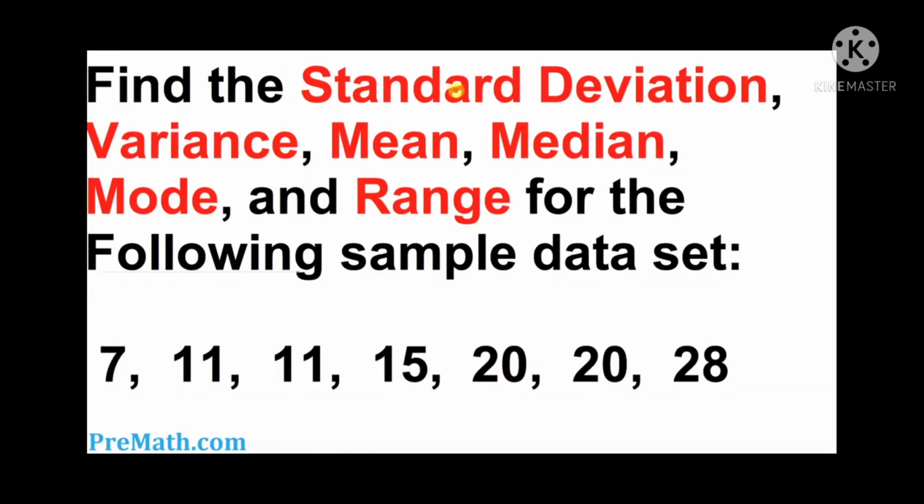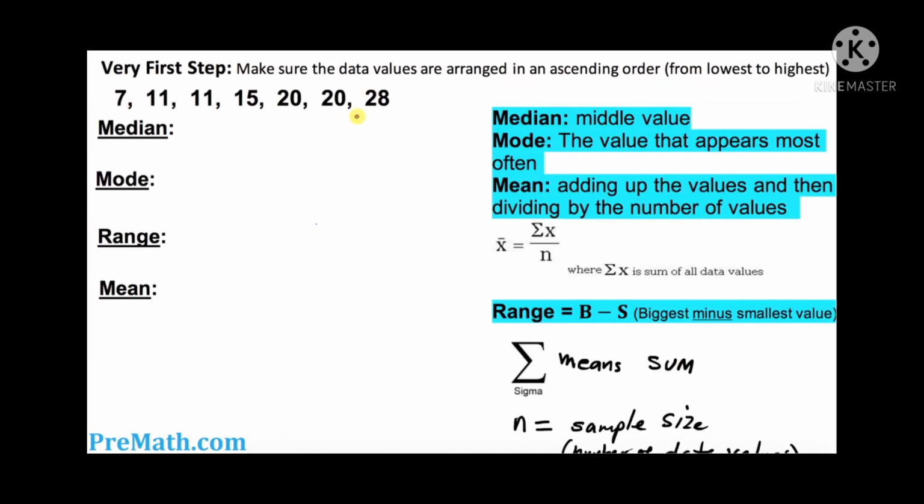To find the standard deviation, variance, mean, median, mode, and range for the given data, the very first step is to make sure that the given data has been rearranged from lowest to highest, that means in ascending order. You can see that it starts off with the lowest value and goes all the way to the highest, which is 28. So the very first thing we want to find out is the median. Median is nothing more than just the middle number. Look at what the median is over here. Of course, obviously 15 is the median number because 3 values are on the left hand side and 3 values on the right hand side.